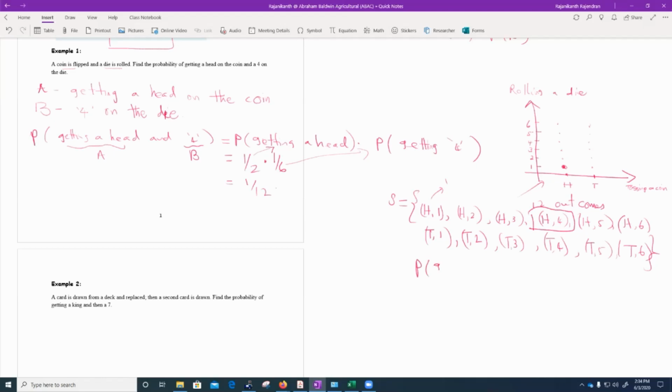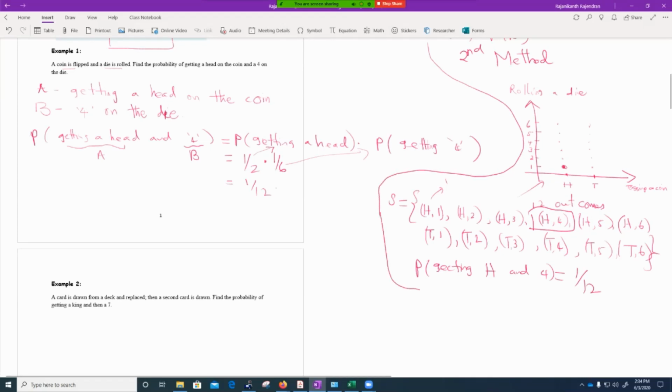Therefore, getting heads means H, and number 4, of course, I have only one outcome out of 12. So this is another way to do this problem without using the formula. So I have explained this in a different way. You could think of this as the second method of doing this problem without using the independent formula. So I did not use the formula here, so this is a separate thing, and make sure that you get both of the ideas.